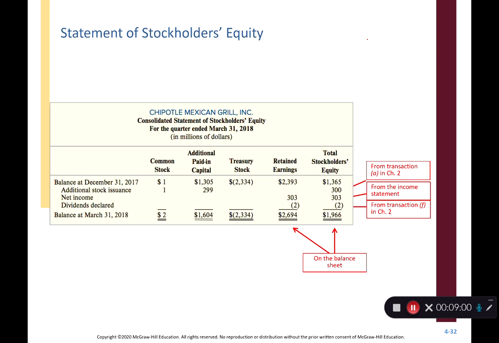On the statement of shareholders' equity, you could see under common stock, we have our beginning balance of 1, then we added some additional stock, which gets us to our ending balance of 2. Same with additional paid-in capital. Those are only going to be impacted by issuing additional stock. So when we issue additional stock, both common stock and additional paid-in capital go up.